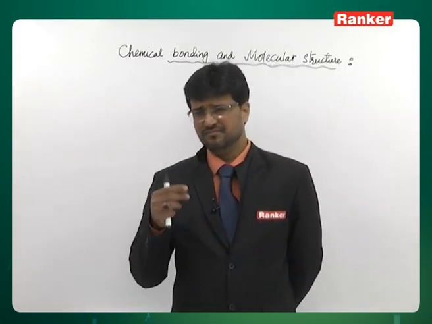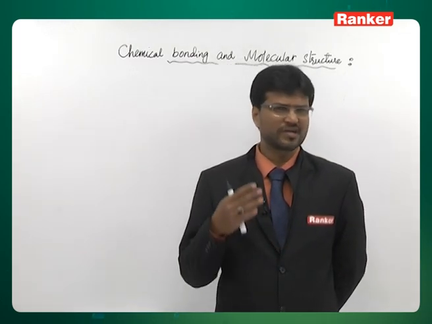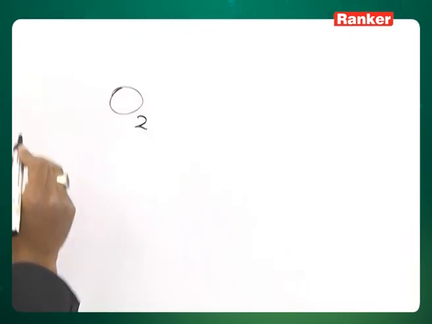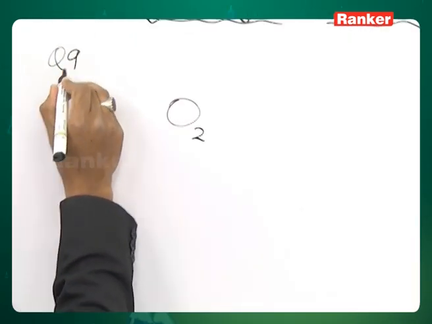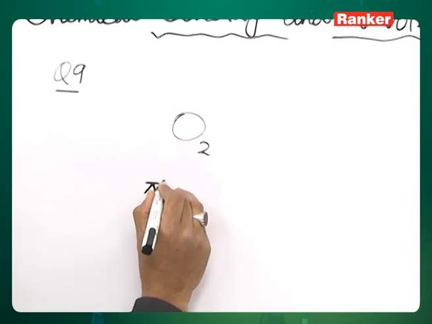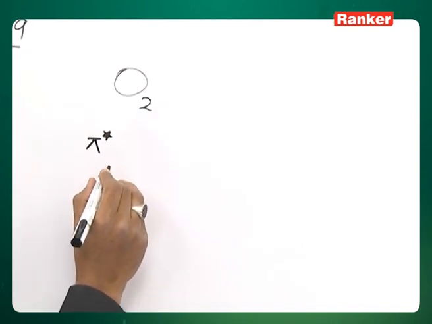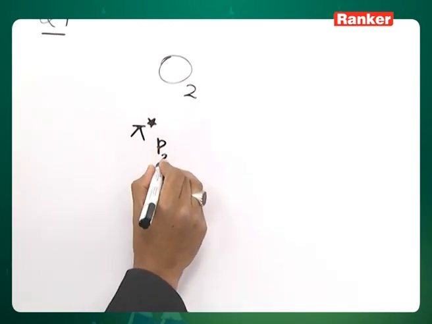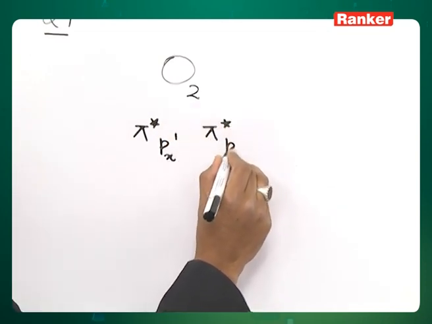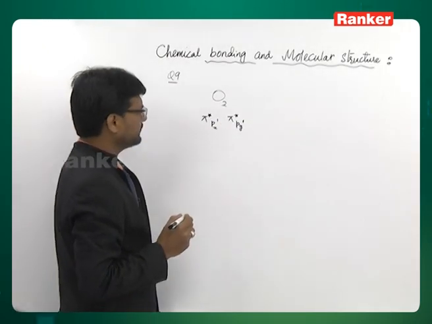O2 2 minus is formed from O2 by accepting 2 electrons. Both the unpaired electrons will get paired up. Question number 9. O2 has pi star px1, pi star py1. This is the configuration of O2.